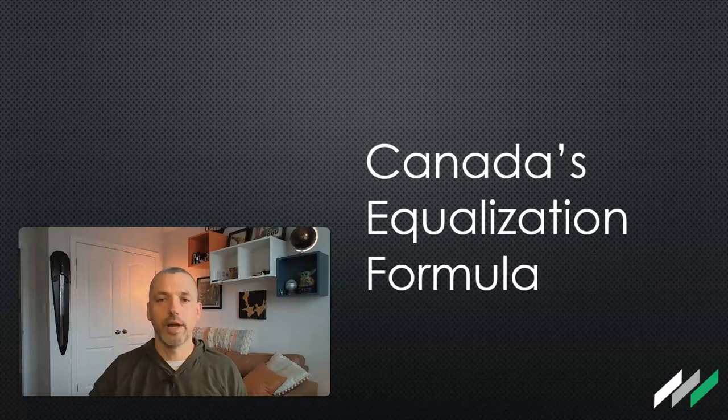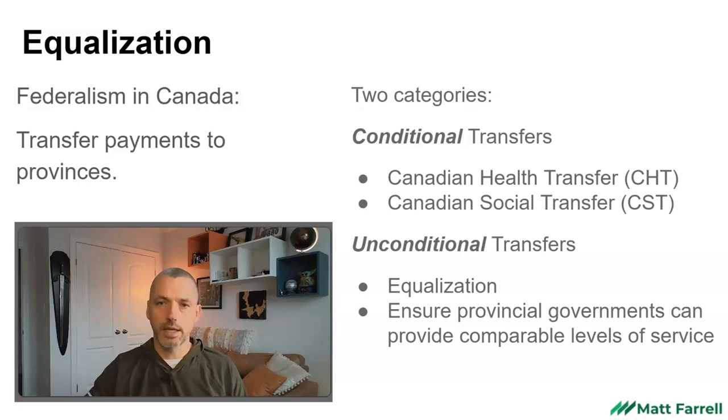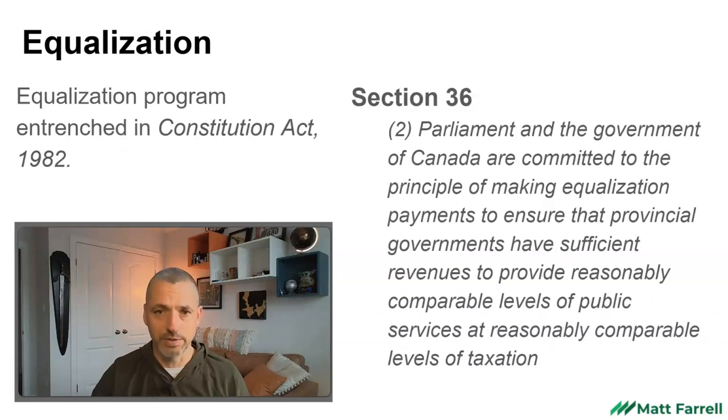In this video, I'm going to provide a brief introduction to Canada's equalization formula. In Canadian federalism, the national government in Ottawa transfers money to the provinces for different purposes. There are conditional transfers that are designated for a specific purpose. For example, the Canadian Health Transfer is money that's for health care in the provinces. There are also unconditional transfers, and this is where the equalization formula falls under. It is extra money for the provinces, ideally to help normalize and equalize government services across provinces.